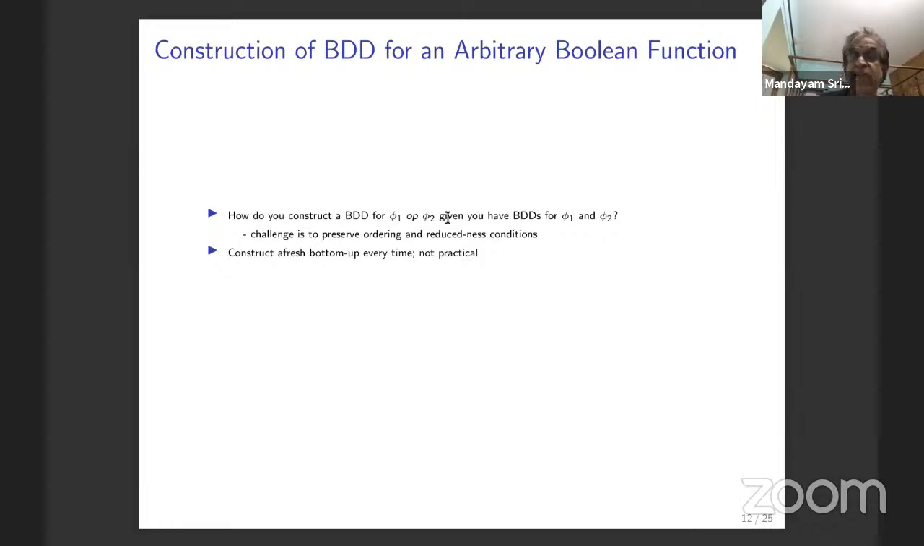The somewhat surprising thing is that these operations, for all connectives, including existential quantification over a formula, can all be implemented as operations over the BDDs. They can all be done, in some cases, in time linear in the summation of the sizes of the two BDDs.